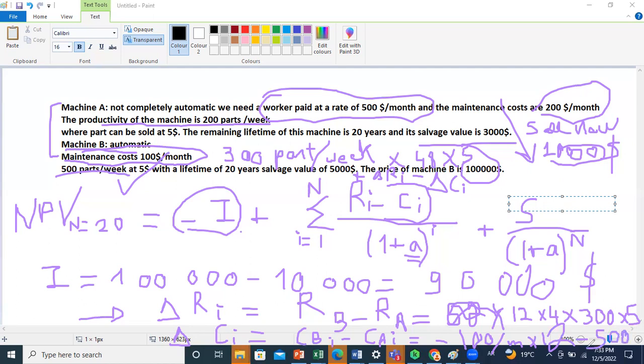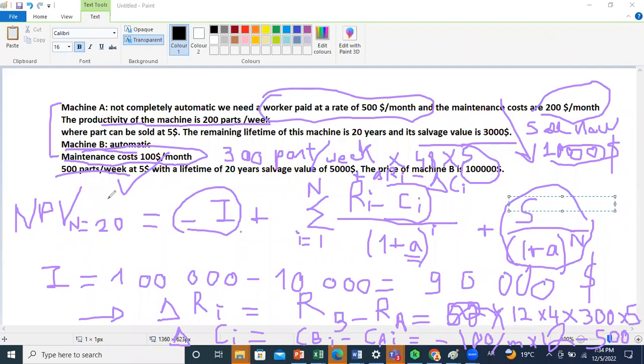Okay, so now once you obtain this, you can replace in your equation. Now for the salvage value, of course we divide by (1 + 8)^n. Here, please pay attention, only the salvage value is included in the ROI analysis, because the salvage value is only applicable at the end of the lifetime.